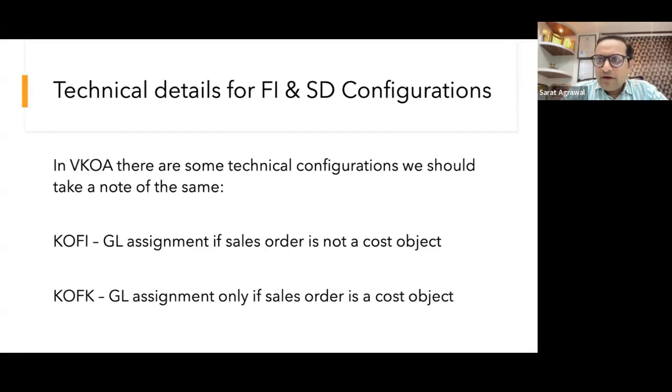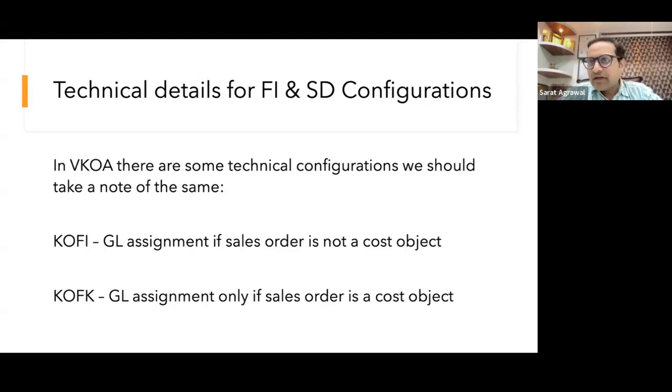Now, if we go further, we need to take note of some of the key technical details. For example, in VKOA, we might see the condition called KOFI. Under KOFI, we can assign GL if the sales order is not a cost object. So in 90% of the scenarios, we should assign the GL accounts under the condition called KOFI.